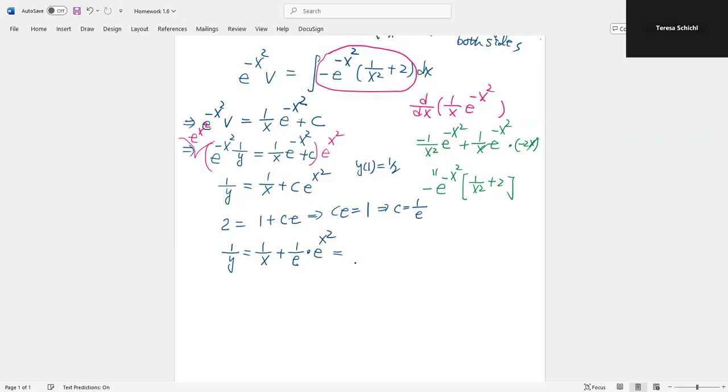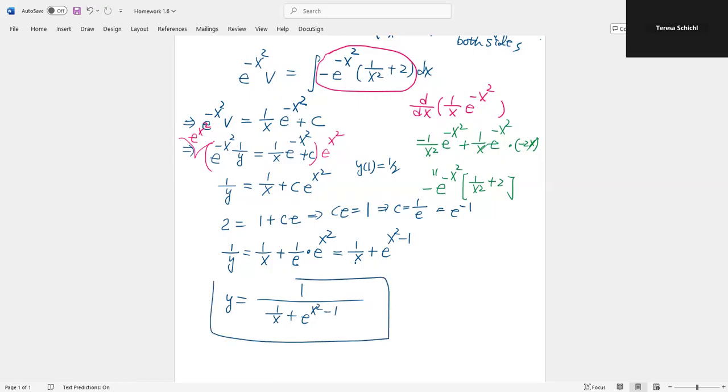Then I can simplify this a little bit. It's 1 over x plus 1 over e, which I can say is e to the negative 1, so this will be plus e to the x squared minus 1. Finally, for my y value, you just flip it over. So it's 1 over 1 over x plus e to the x squared minus 1.